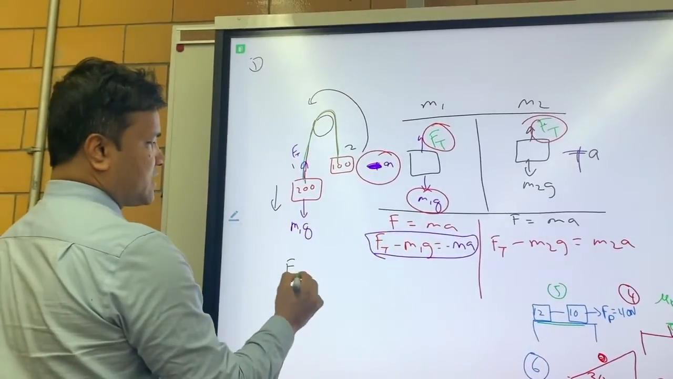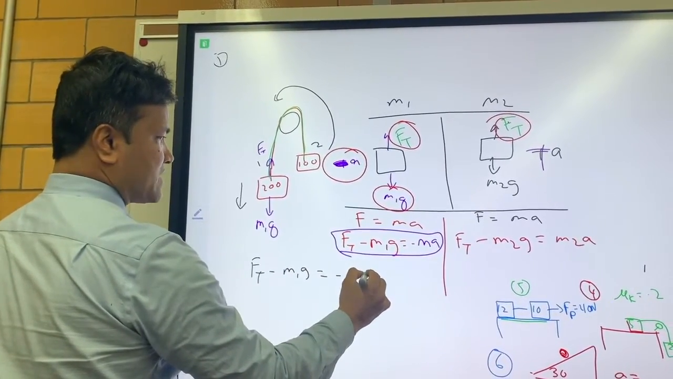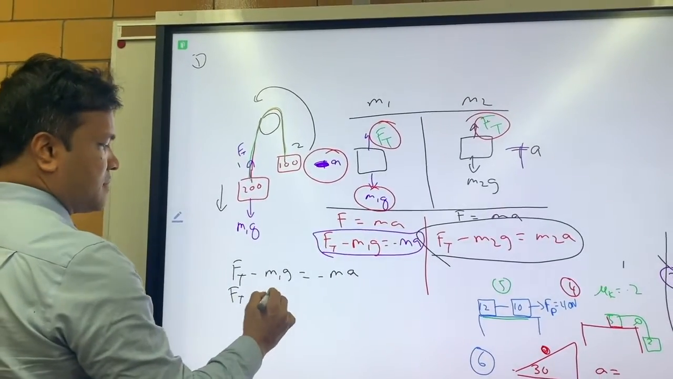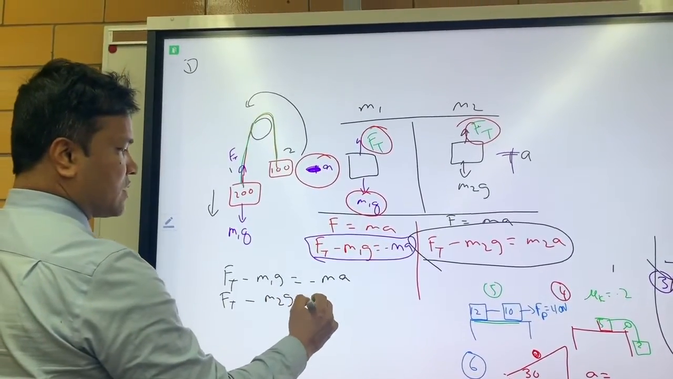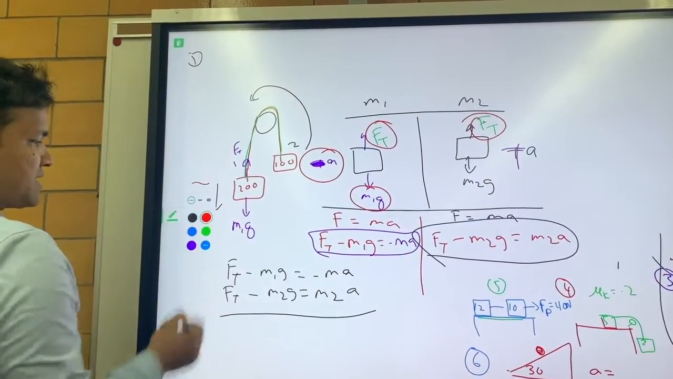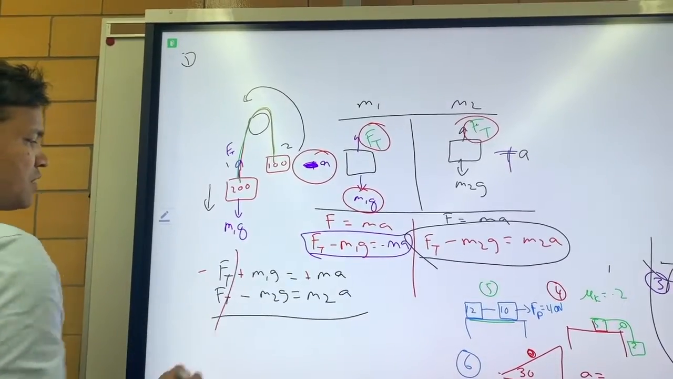This one is Ft minus m1g is equal to minus m1a, and this one is Ft minus m2g is equal to m2a. Let's multiply this one by negative. Negative, positive, positive. Okay? So I'm going to cross this one.